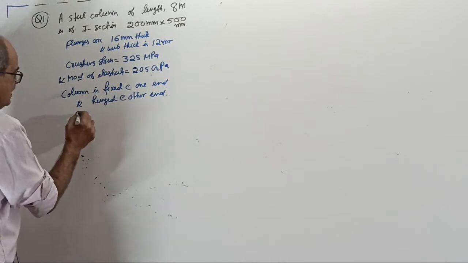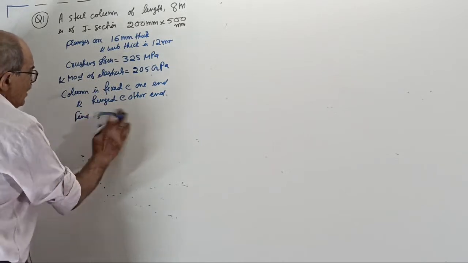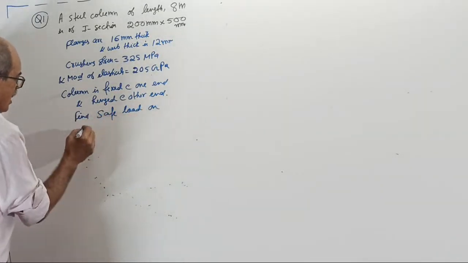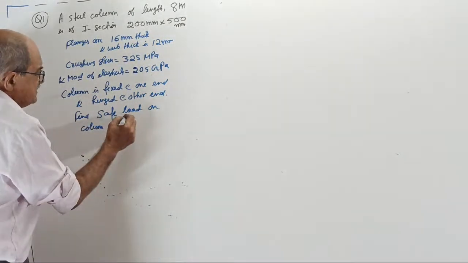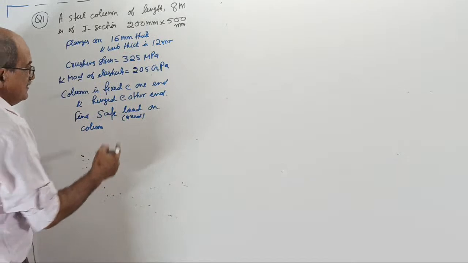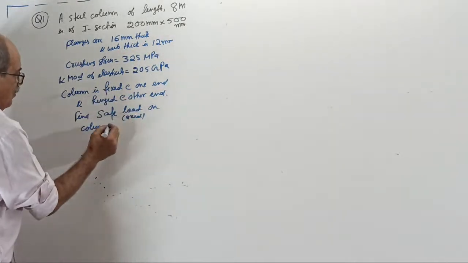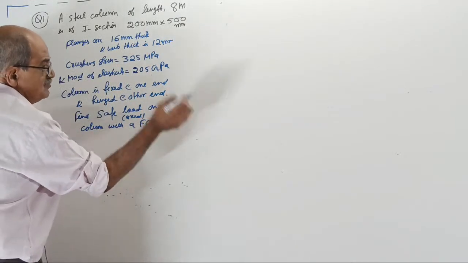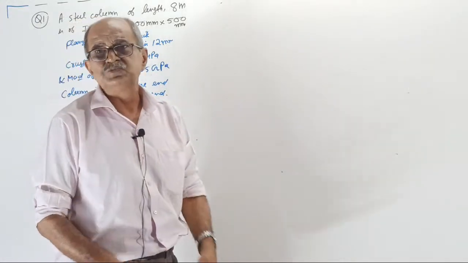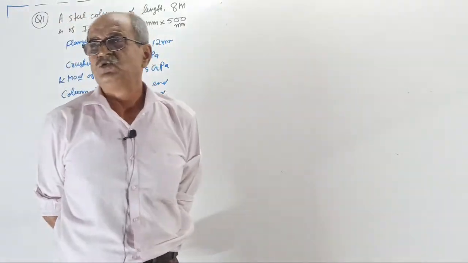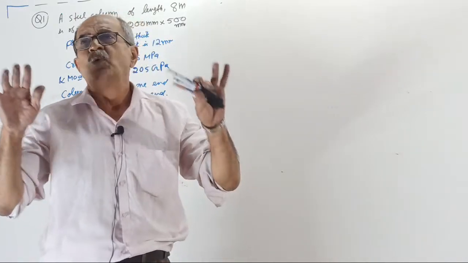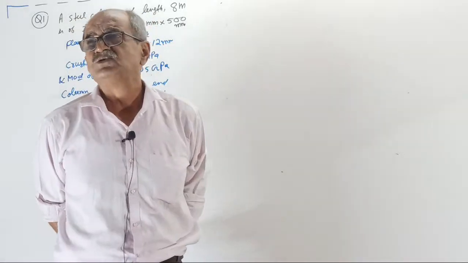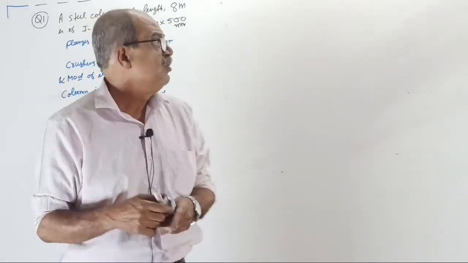Find safe load on the column, safe axial load on the column. Understood? Safe axial load on the column with a factor of safety of 2.5. Somebody wants a factor of safety of 2.5, means if the column fails at 250, he will tell, I am applying only 100. If my monthly salary is 25,000, I will spend only 10,000. Remaining money I want for future. Okay, over.